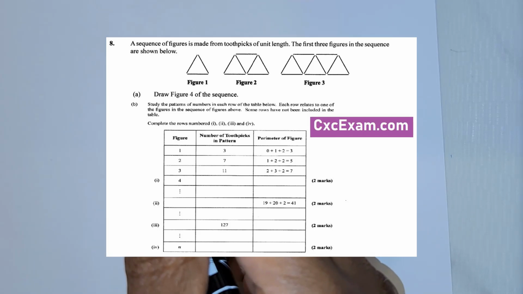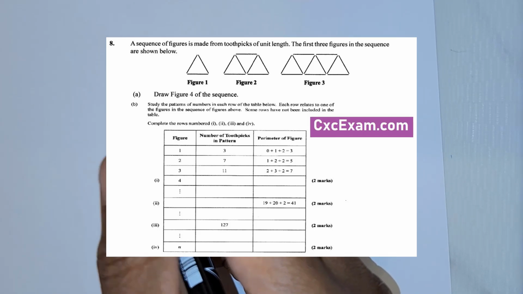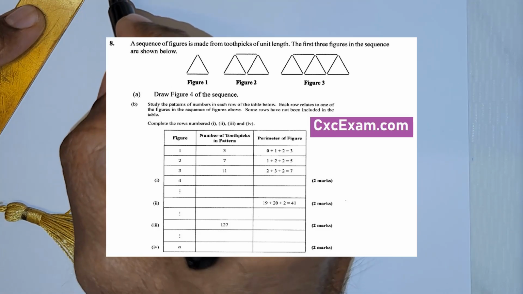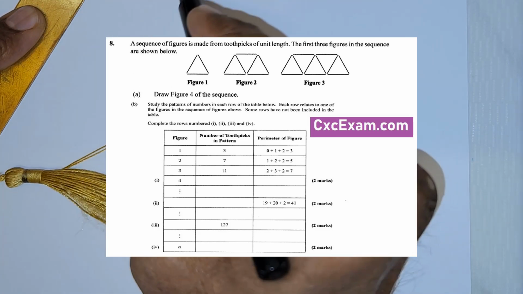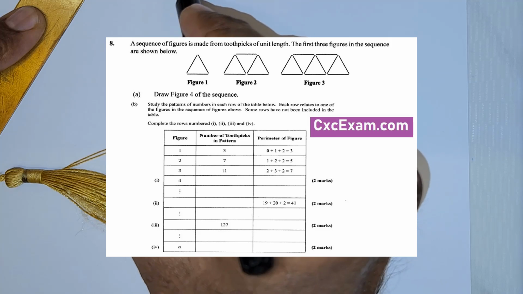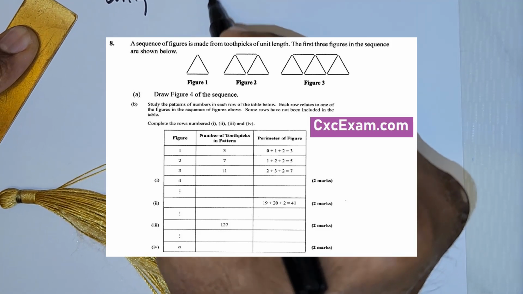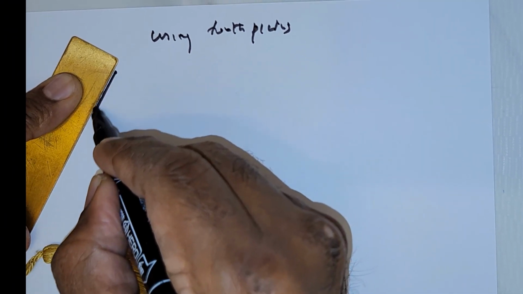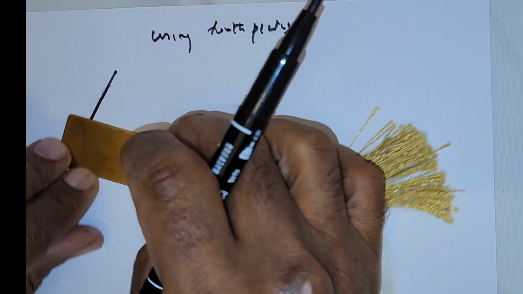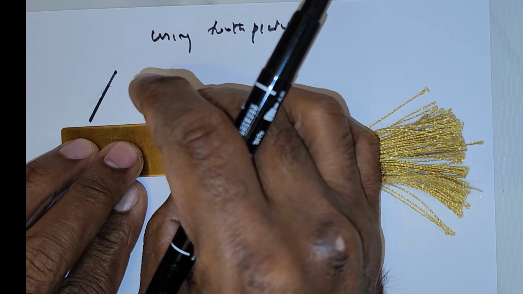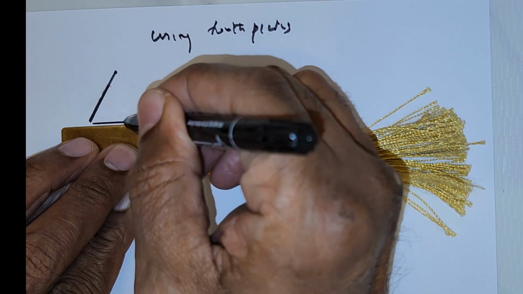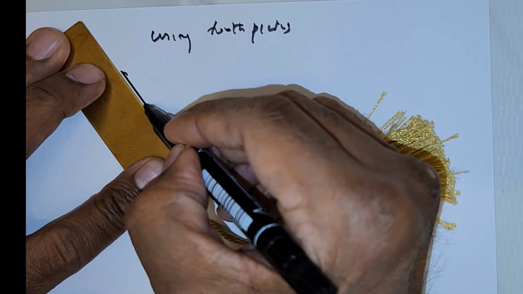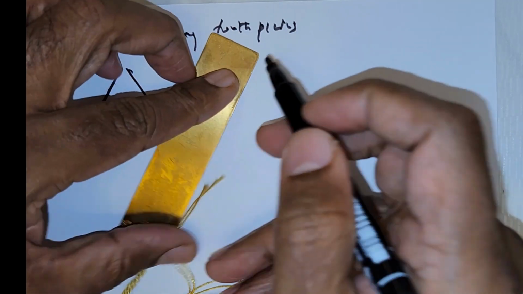We are given the following patterns. So let me draw the patterns. These are created using toothpicks. Okay, so this is considered as one pick is used. There's no connection here. 2 and 3. This is the first figure.